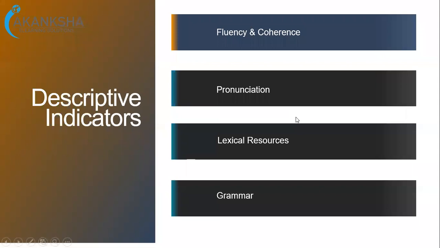All right, let's start. As a first step, let's try to understand what the different descriptive indicators or parameters are that they use in order to evaluate your responses. One is fluency and coherence, second is pronunciation, next you have lexical resources, that is vocabulary, and also, of course, grammar. I would introduce you to all these 4 parameters in detail in the coming slides. However, first you need to note what the different parameters are: fluency and coherence, pronunciation, lexical resources, and grammar. Okay? Let's continue.